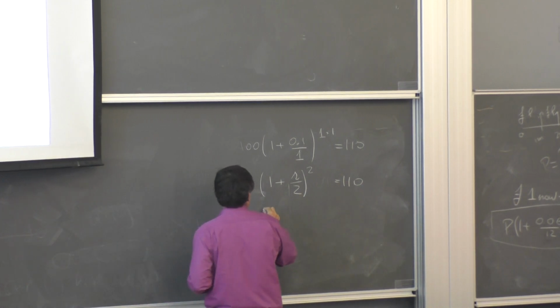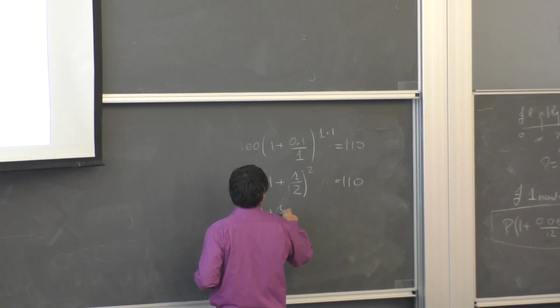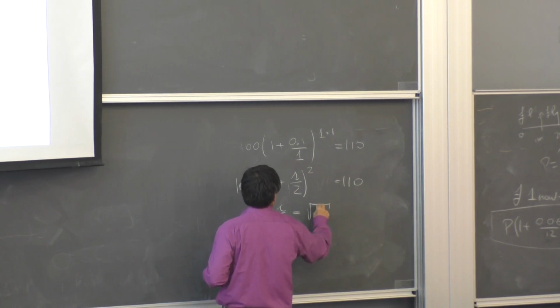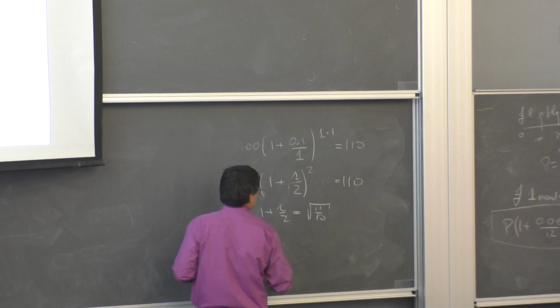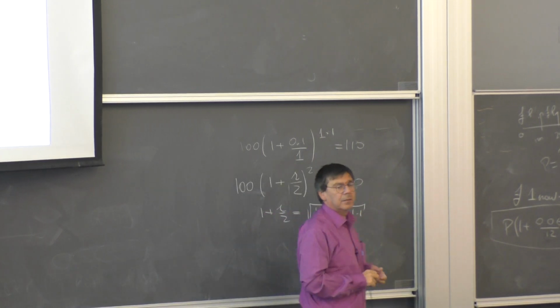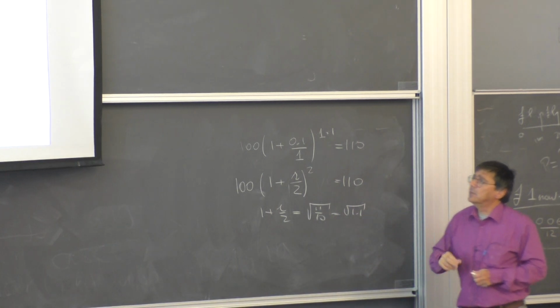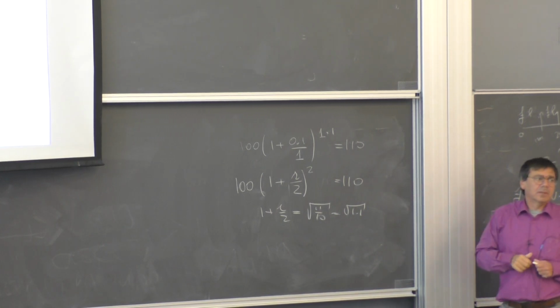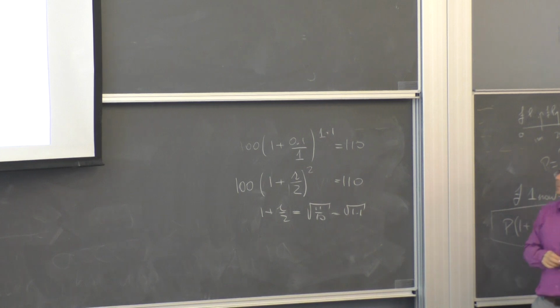How do we find it? Well, let's see, 1 plus R over 2 is going to be the square root of 11 over 10, the square root of 1.1 if you prefer. You solve for R, and you get that R is twice the square root of 1.1 minus 1.